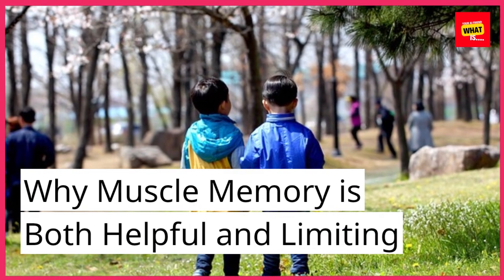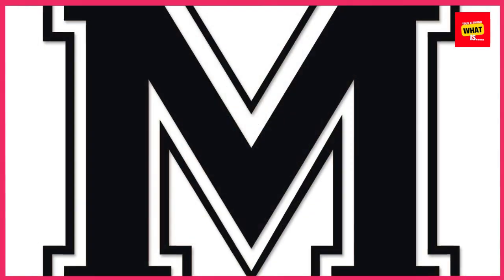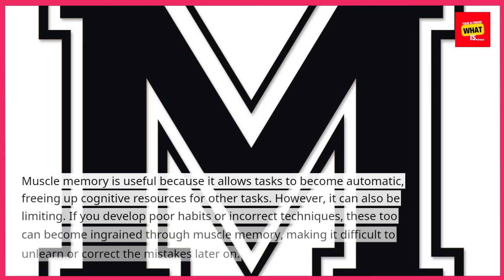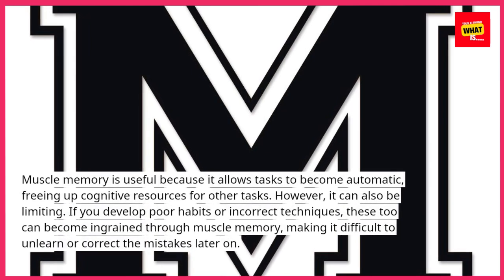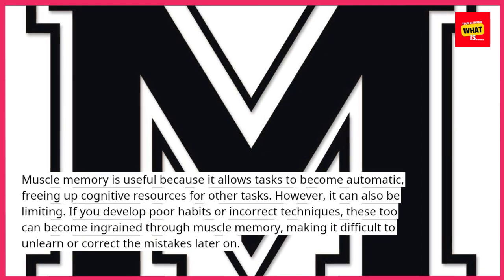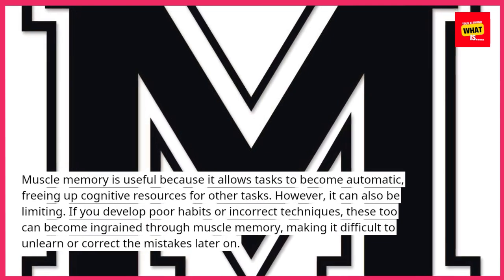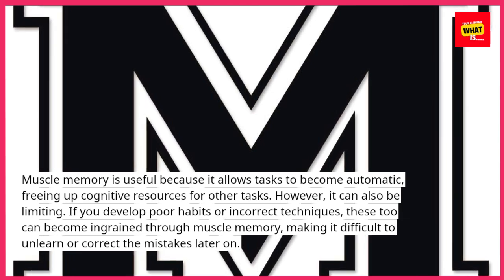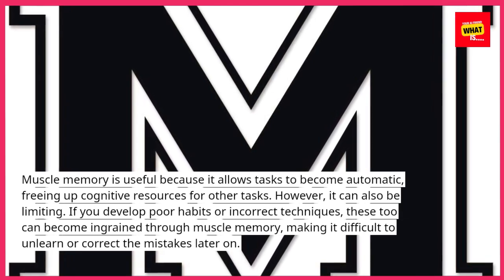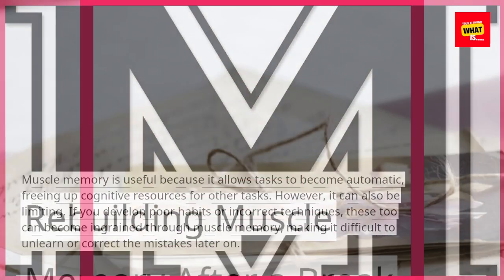Why muscle memory is both helpful and limiting. Muscle memory is useful because it allows tasks to become automatic, freeing up cognitive resources for other tasks. However, it can also be limiting. If you develop poor habits or incorrect techniques, these too can become ingrained through muscle memory, making it difficult to unlearn or correct the mistakes later on.